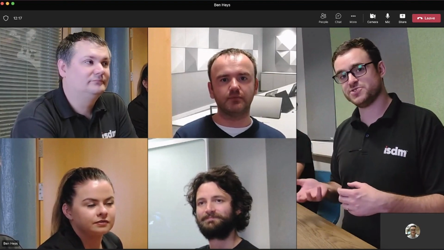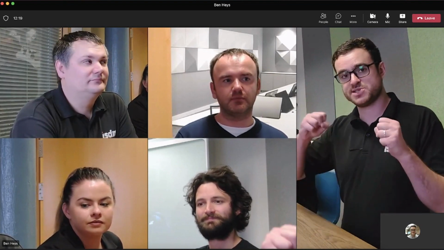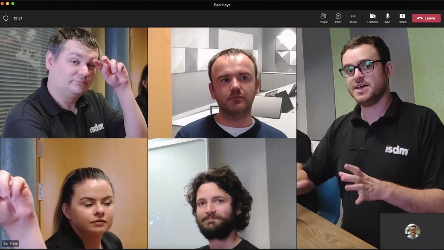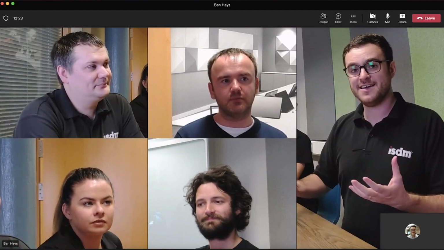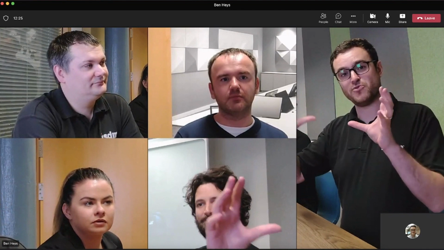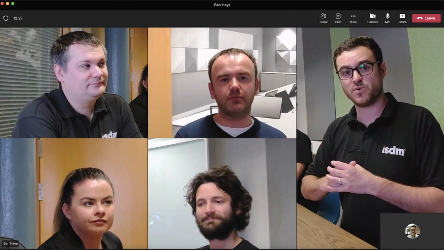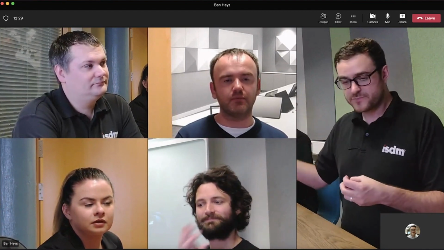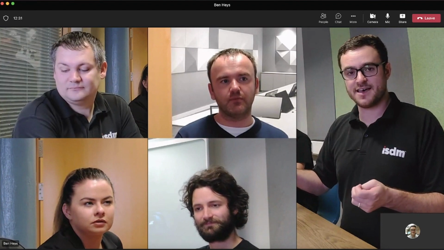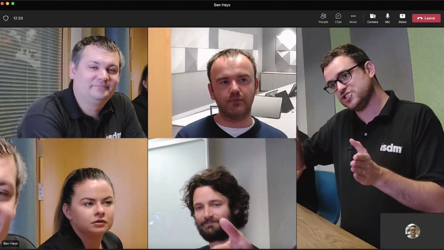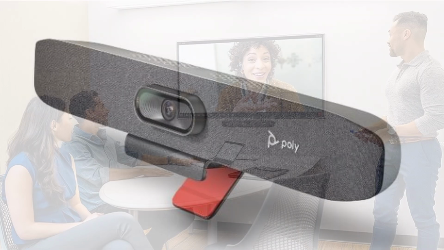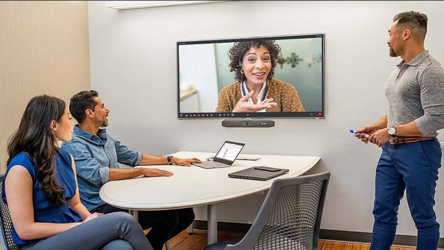If more people join into the room as well, it will just snap to group framing mode. That is because, mainly, people would get smaller and smaller in the cells and it wouldn't be as useful. So this is a feature that moves across the different camera ranges. So let's go and have a look at the R30 and see how it reacts in a smaller room on a different camera.